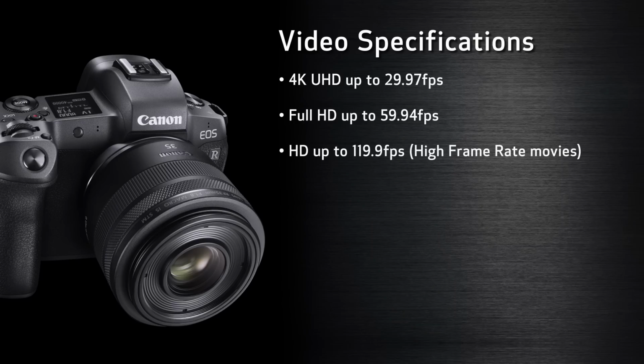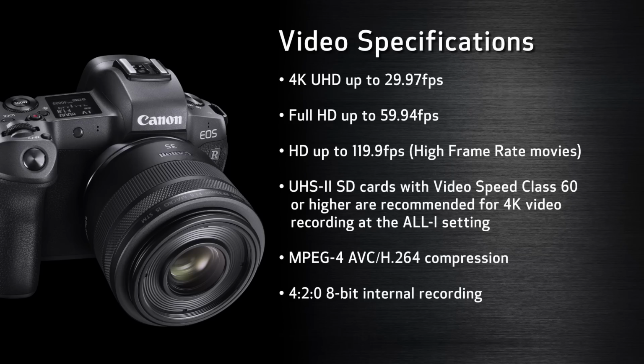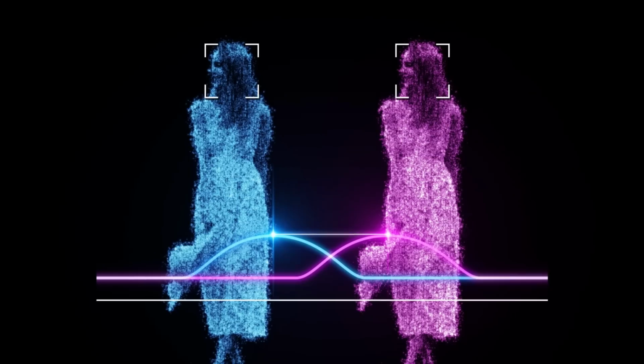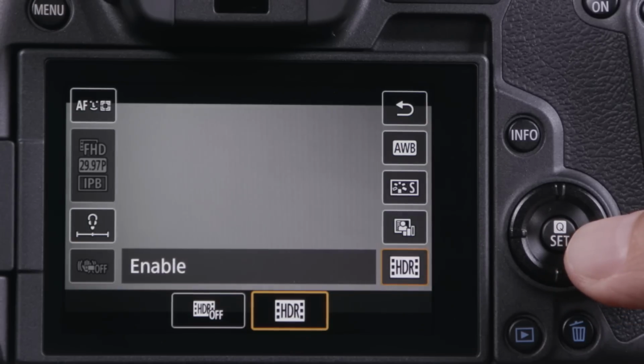The EOS R records 4K UHD up to 29.97 frames per second, Full HD up to 59.94 frames per second, and HD up to 119.9 frames per second for high frame rate movies. All internal recordings are to SD cards, including UHS-II, and they use the MP4 container format with MPEG-4 AVC/H.264 compression. The internal recordings are 4:2:0 8-bit and employ the Rec. 709 color space. It has an advanced dual-pixel CMOS autofocus system with new features, and it allows for 4K frame grabs and records HDR movies.